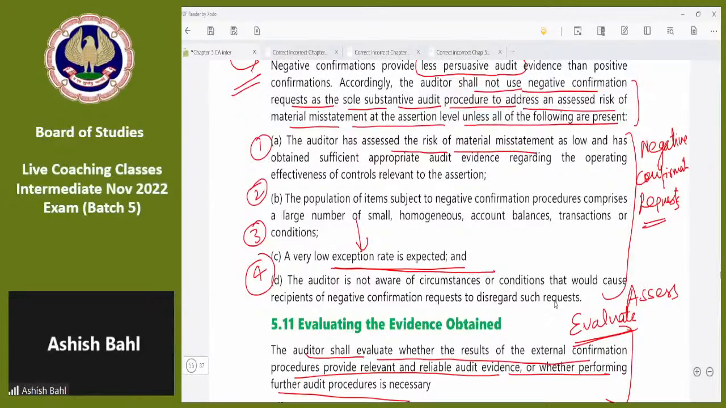Yes, Hiral, all of the following conditions should be present to send negative confirmation requests, because negative confirmation requests are usually not sent. Normally, positive confirmation requests are designed by the auditor, but in such conditions, negative confirmation requests can be designed. Okay. I have already responded to your question, Hiral.